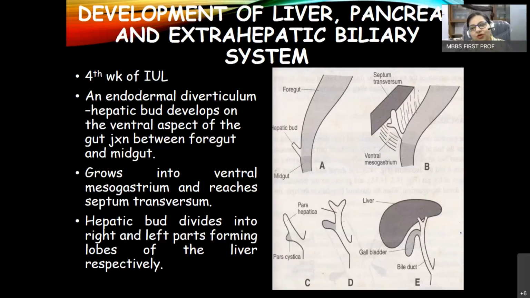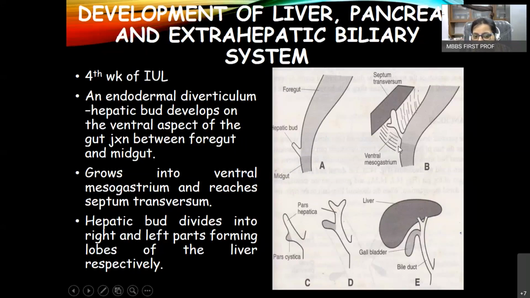So we'll talk about the development of liver, pancreas, and extrahepatic biliary system, that is the gallbladder and the duct system of the liver and the gallbladder. This starts in the 4th week of intrauterine life, where you can see this is the endodermal side. This is the portion of GIT, the foregut and midgut. The junction of these two on the ventral side, that is on the endodermal side, develops a hepatic bud.